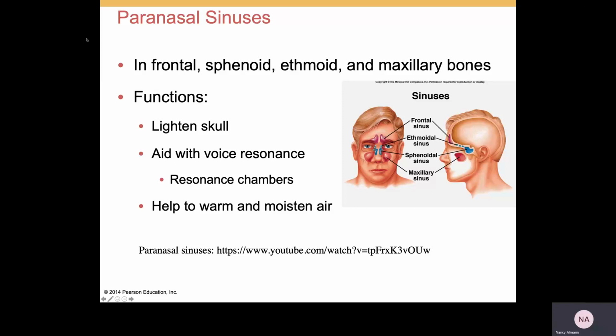The best guess is that they help lighten the skull, they aid with voice resonance, and they also help warm and moisten air. Now, if you have ever had a sinus infection, this is what happens.